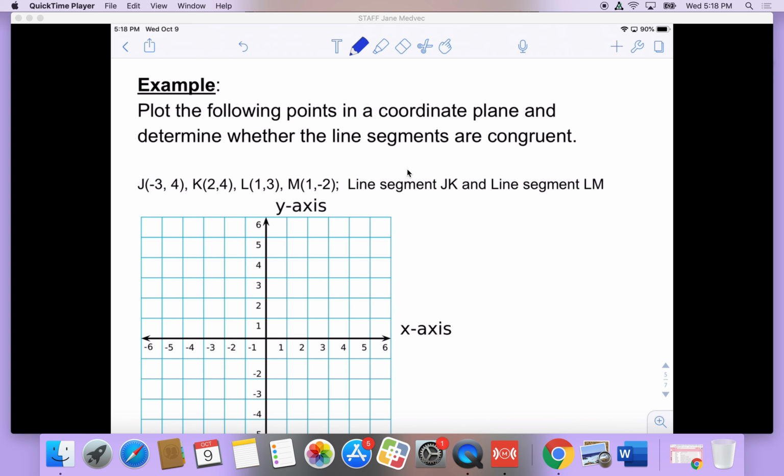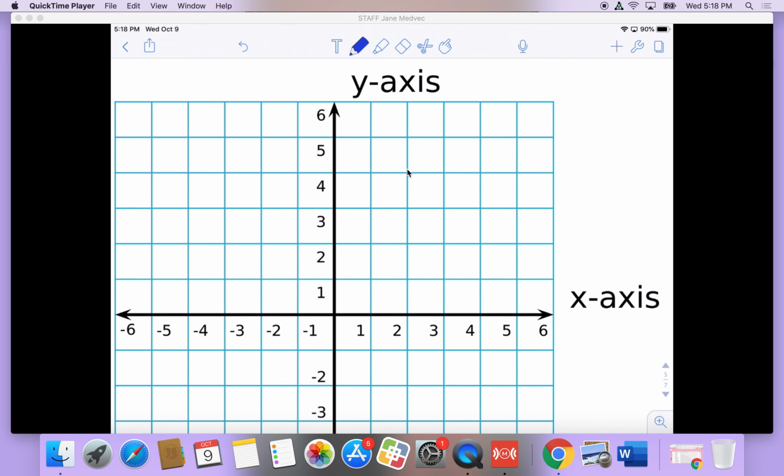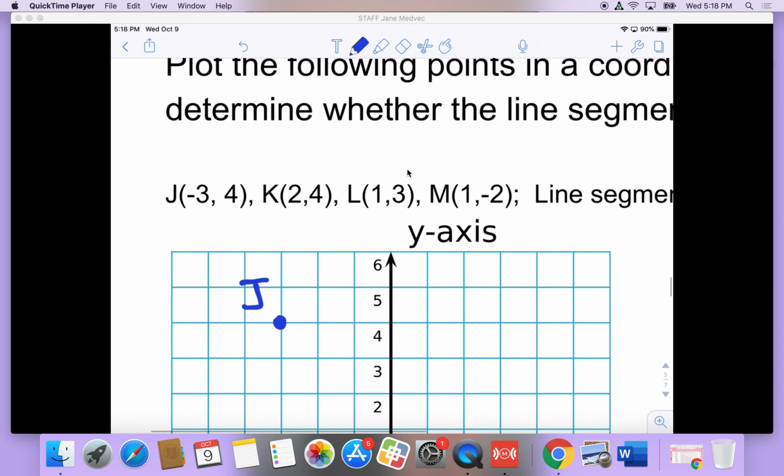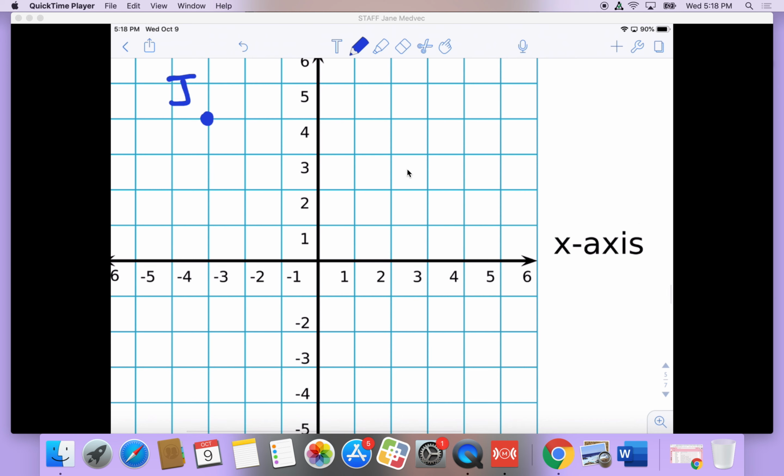Plot the following points in a coordinate plane and determine whether the line segments are congruent. So the work that we do on this is really important, so pay attention to how I do this. First of all, J is negative 3, 4. So negative 3, 4 is right here. I'm going to call that J. And then I'm going to grab K, which is 2, 4. So this is K.